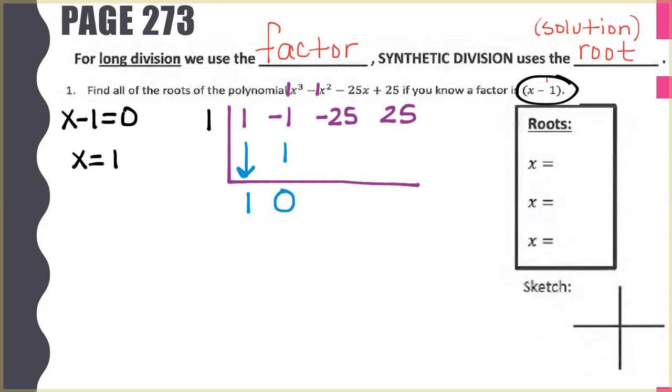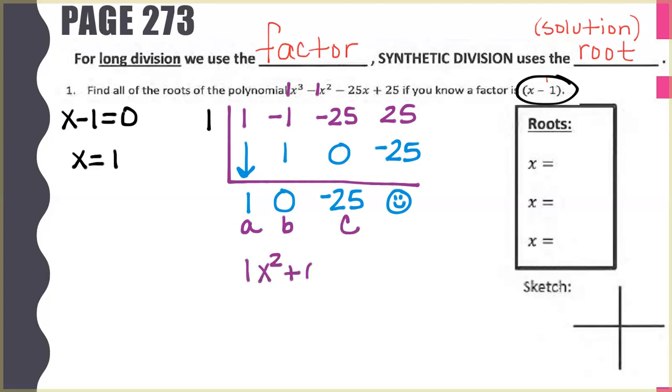And you get 0. 1 times 0 is 0. Add, you get -25. 1 times -25 is -25. You add, and you get 0. This last number should always be 0, just like with long division. So these three numbers are your A, B, C. So you have 1x squared plus 0x minus 25, which is the same as 1x squared minus 25.